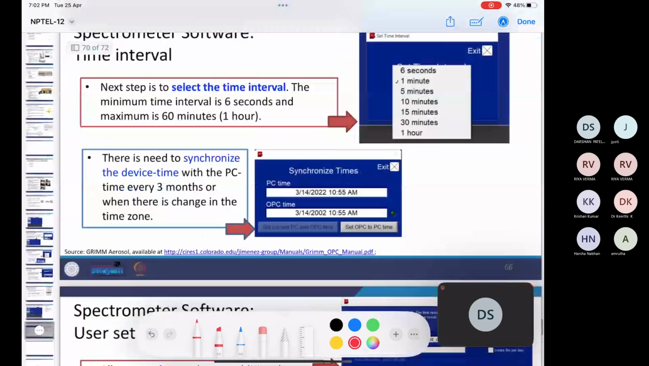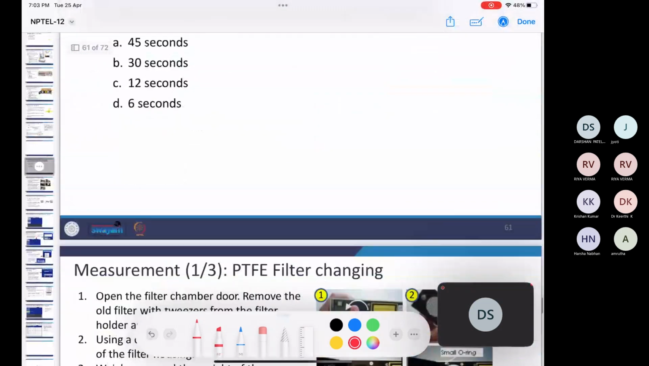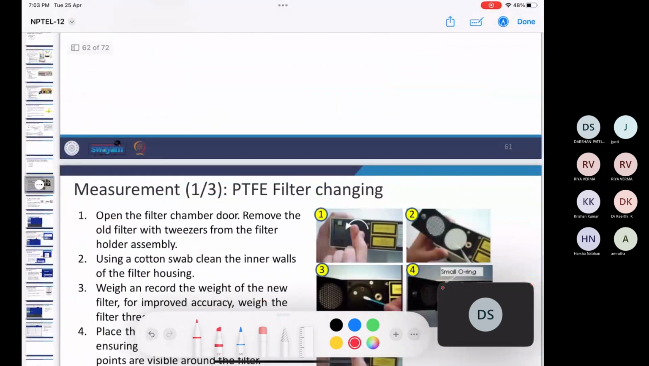Okay. So let us see how we use this spectrometer. First is to change out the PTFE filter. We need to remove the old filter with tweezers from the filter holder assembly. We just open this filter chamber door and then remove the old paper.